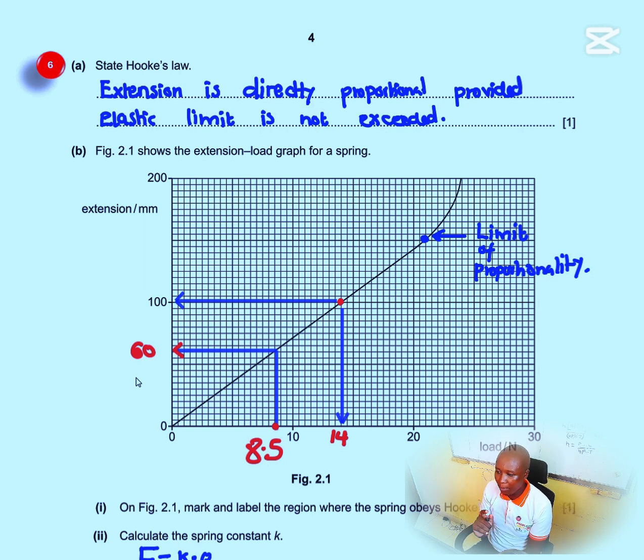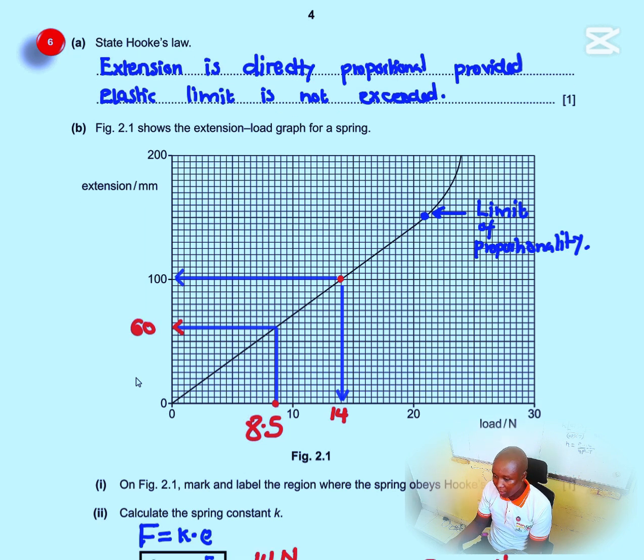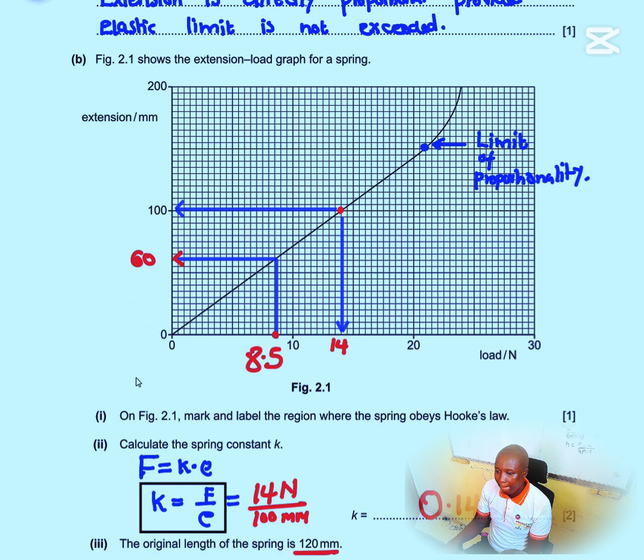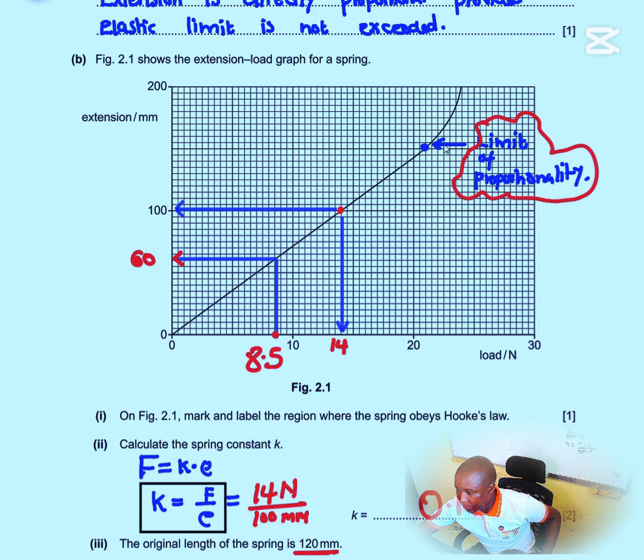And the way you can understand this also is that we have a limit of proportionality at this particular point. The point where the graph stops being straight, that's called the limit of proportionality. Up to that point, extension is proportional to the force applied, or the load, up to the limit of proportionality.